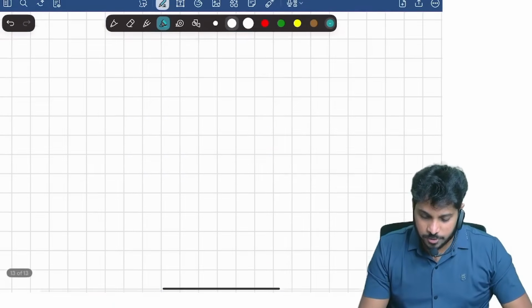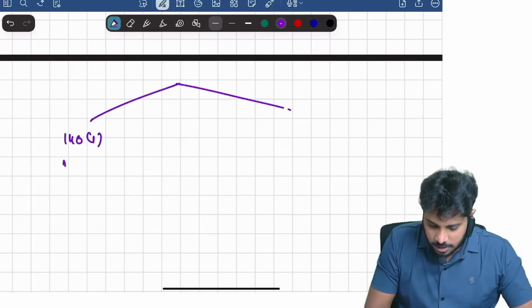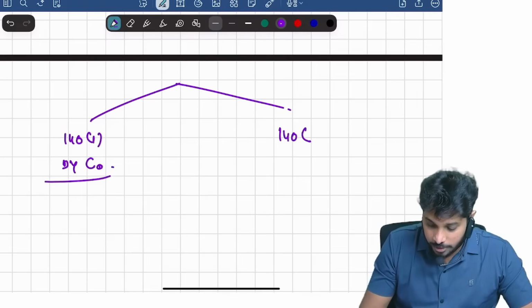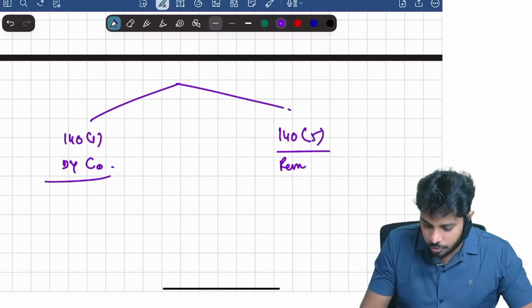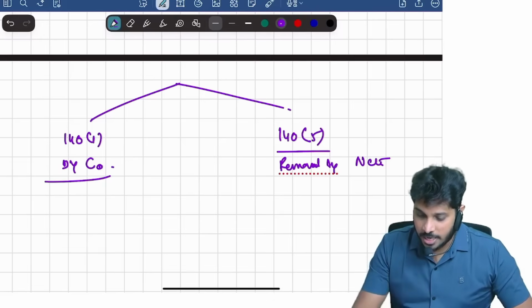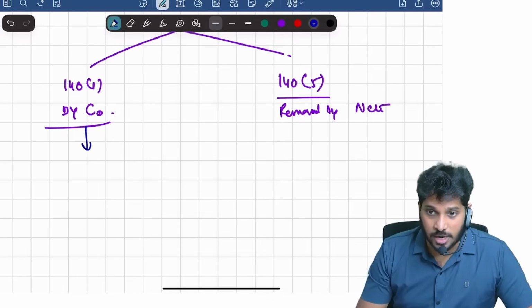Now there are 2 types of removal. Remember, there are 2 types of removal. Section 140 subsection 1, removal by company. Section 140 subsection 5, removal by NCLT, tribunal. So 140 subsection 1, what is it?